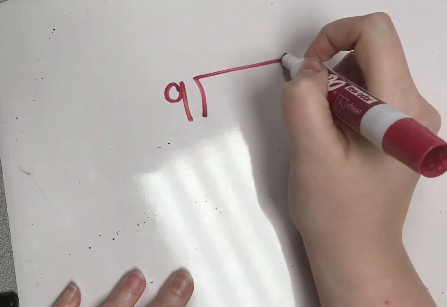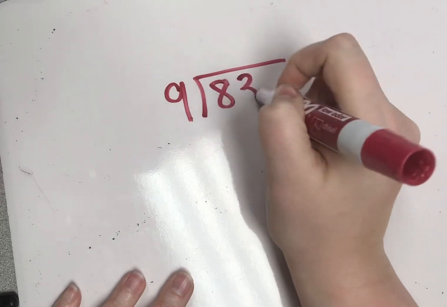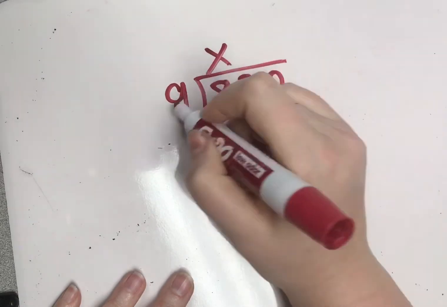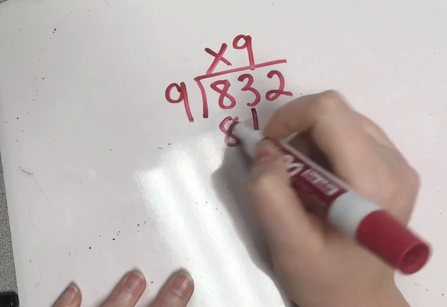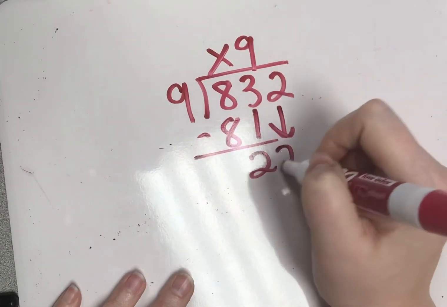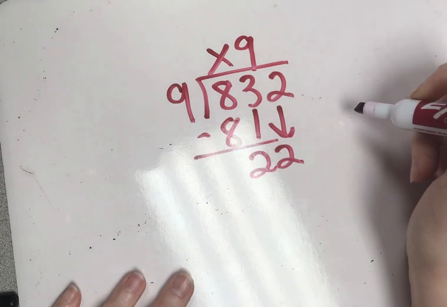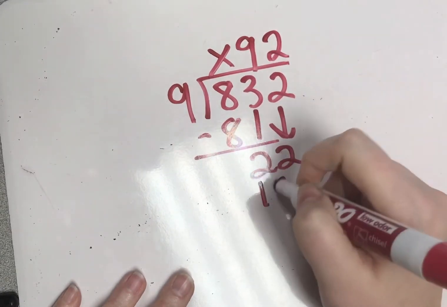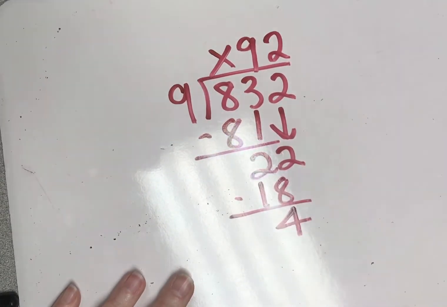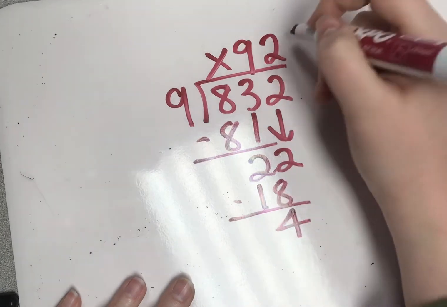So, 9 goes into 832. 9 goes into 83 9 times, which is 81. The 2 left over. How many times does 9 go into 22? So we get 92 with a remainder of 4.